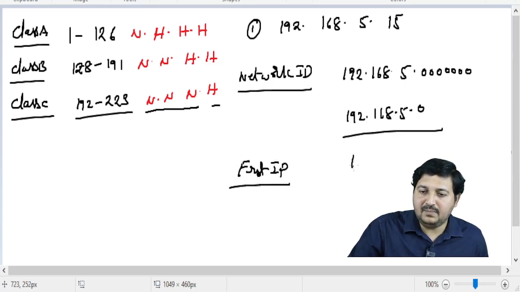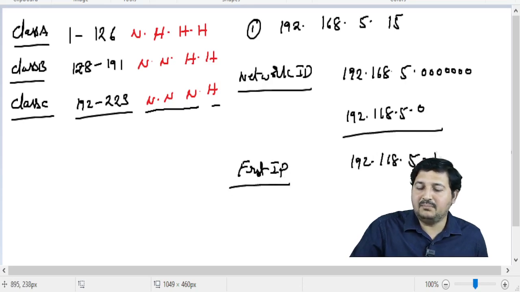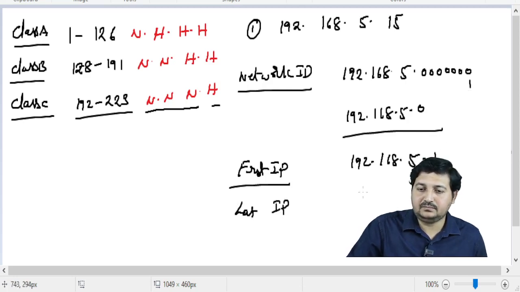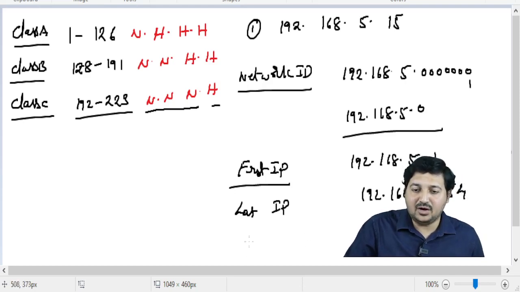First IP will be 192.168.5.1. Why 1? Because the starting one will be 1. And then what is my last IP address? Can you guess? 192.168.5.255 is the last. So before 1 will be the last IP, because 255 belongs to broadcast.